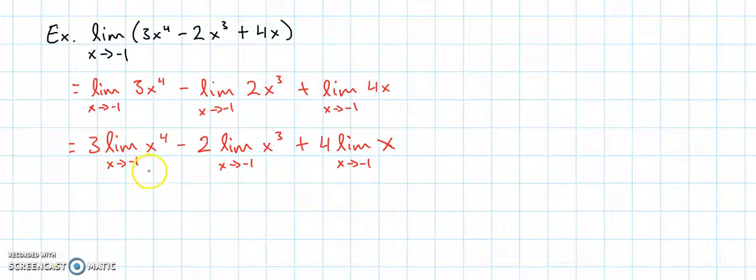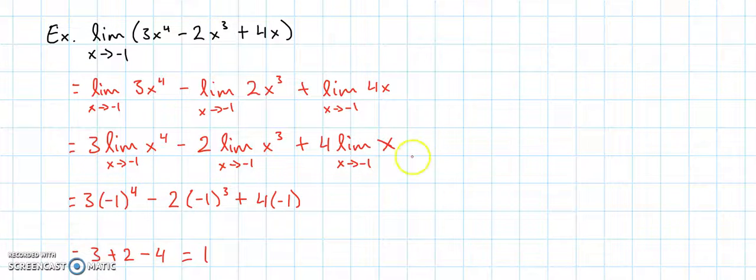Using the constant multiple law, we can take out each of these constants. So the 3 here comes out front, so it becomes 3 times the limit of x to the power of 4. Here, the 2 comes out front, so minus 2 times the limit of x to the power of 3. And here, the 4 comes in front, so plus 4 times the limit of x when x still approaches negative 1.